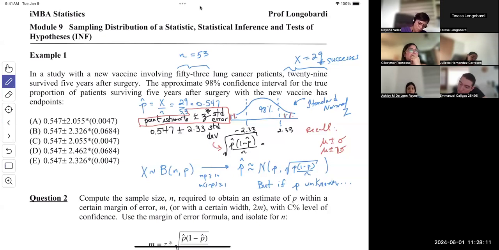So can you guys do that for me? Calculate the standard deviation. You have to take 0.547 times 1 minus it, which would be 0.453, divided by N, which was 53. Don't forget that number, and take the square root. So get that number for me. And then we are pretty much done this problem.